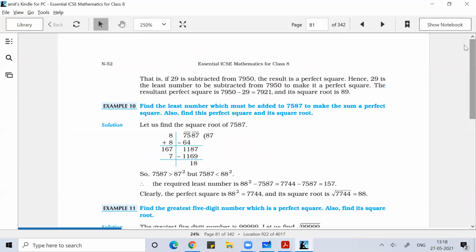Look at examples 10 and 11 both. Find the least number which should be added to 7587 to make the sum a perfect square. 7587.